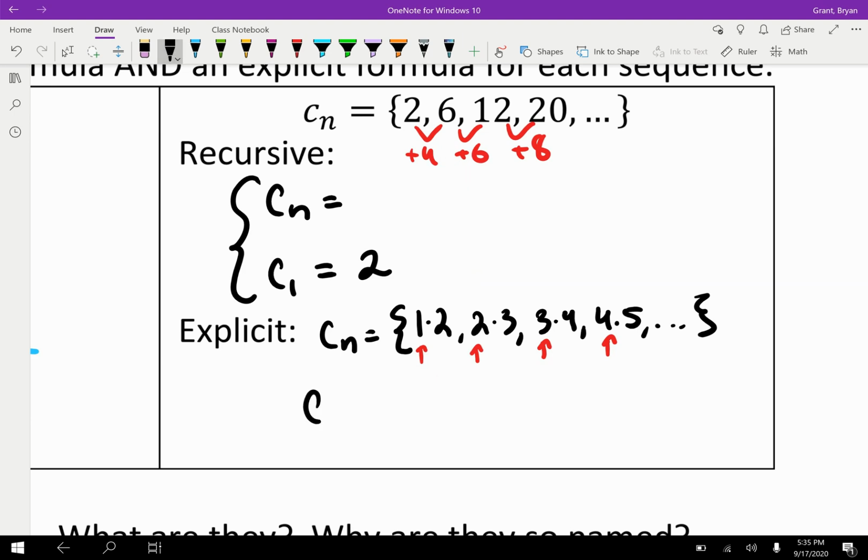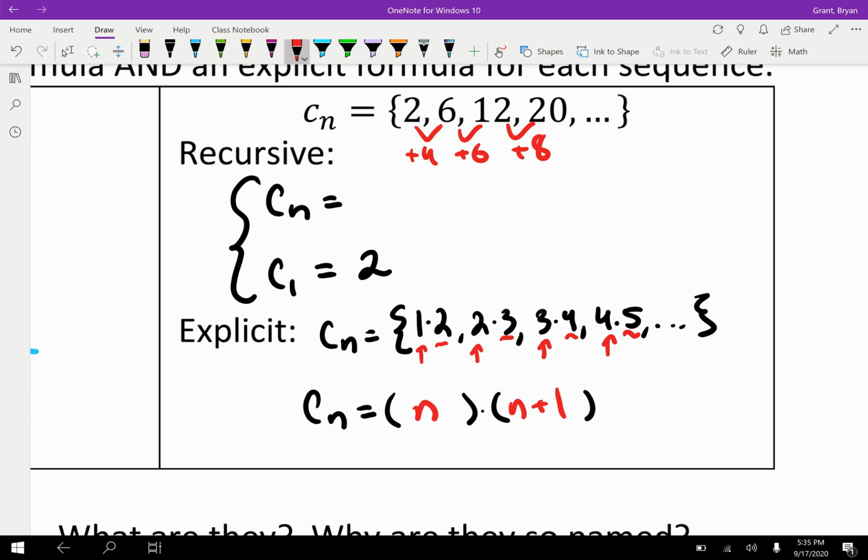So to write this explicit formula, I have 2 things that are multiplying. The first thing is just going to be n, right? That was the first of each one. That is our term number. Whatever number we plug in, that's the first number that multiplies. And then what do you notice about the second number? Well, the second number is always 1 larger than the term number. And look, we have a really nice formula right here.